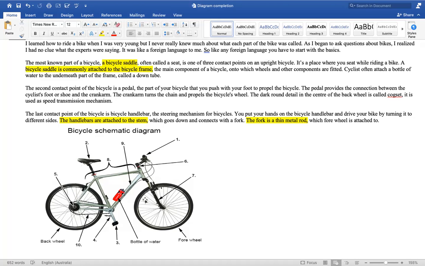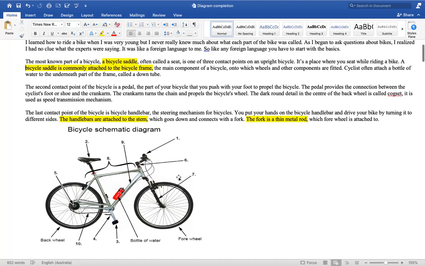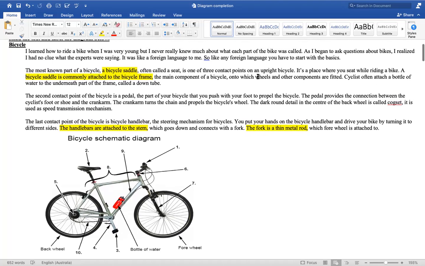I'm answering it now. Third one. What do you call this? Pedal. Where did you find the answer? It's in the second paragraph, first line. The second contact point of the bicycle is the pedal, the part of your bicycle that you push with your foot. Okay. So that's the pedal.